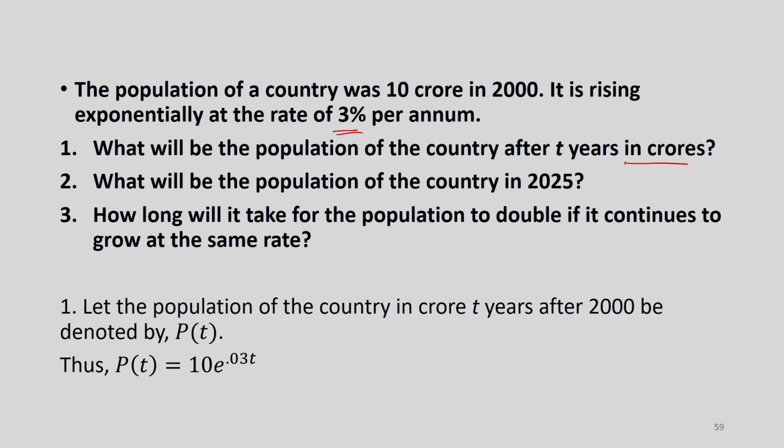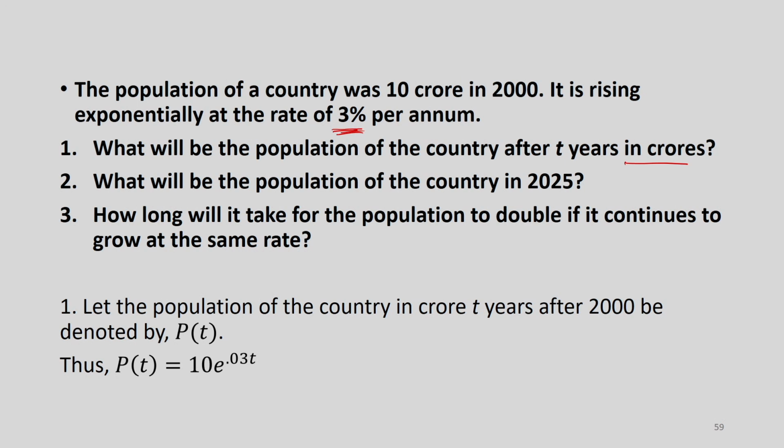And likewise, the second question is what will be the population of India in the year 2025, and after how many years the population will double, right? So, in 2000 it was 100 crore, in which year it will become 200 crore, right? Assuming obviously that the rate of growth of population is 3%, right? It is rising exponentially at 3% per annum.